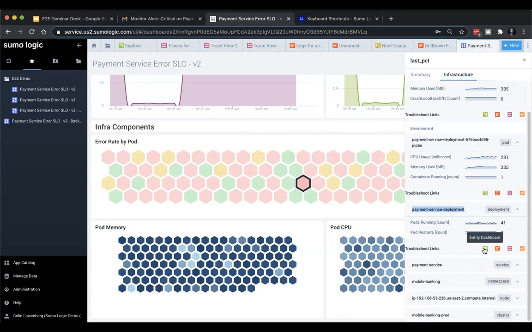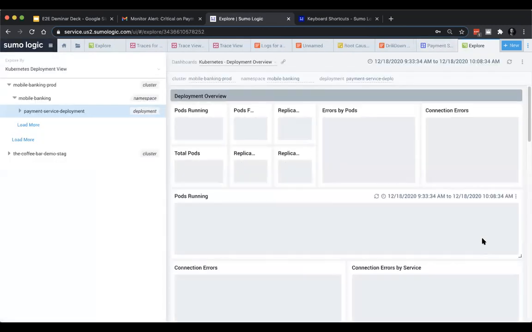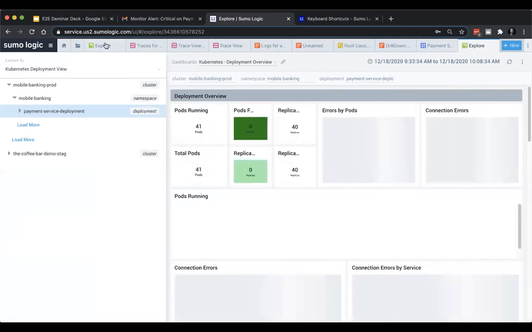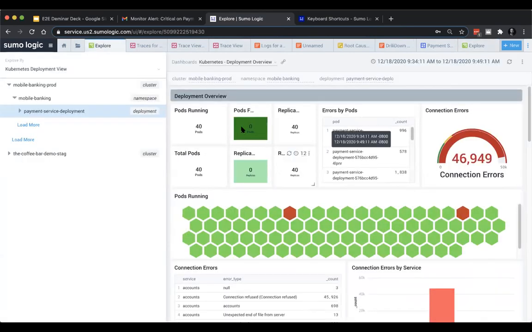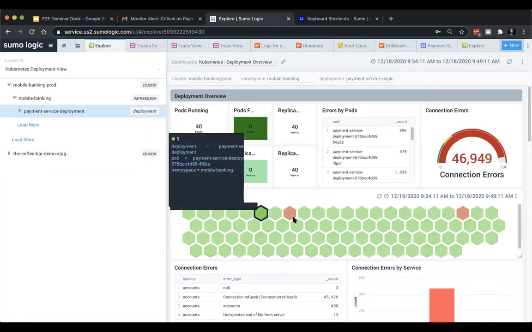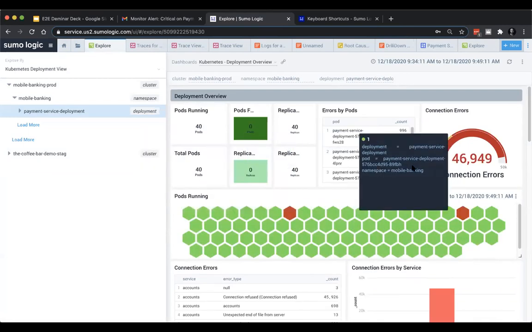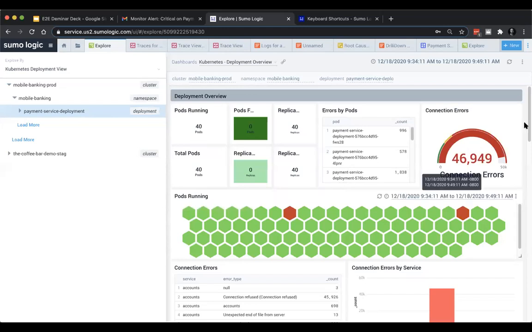So if you click on entity dashboard for the deployment, what that will pull up is this Kubernetes view of our entire deployment. And I can see the number of pods that we have. We have 40 pods running. There's 2 offline, and I see a very big red connection errors going on right now.